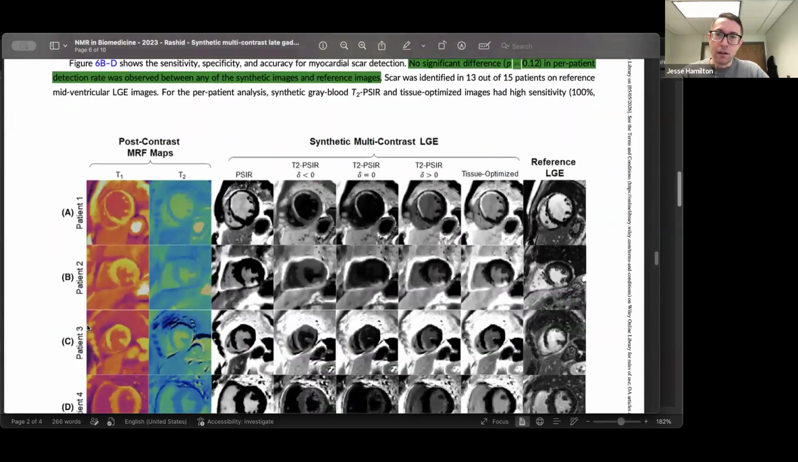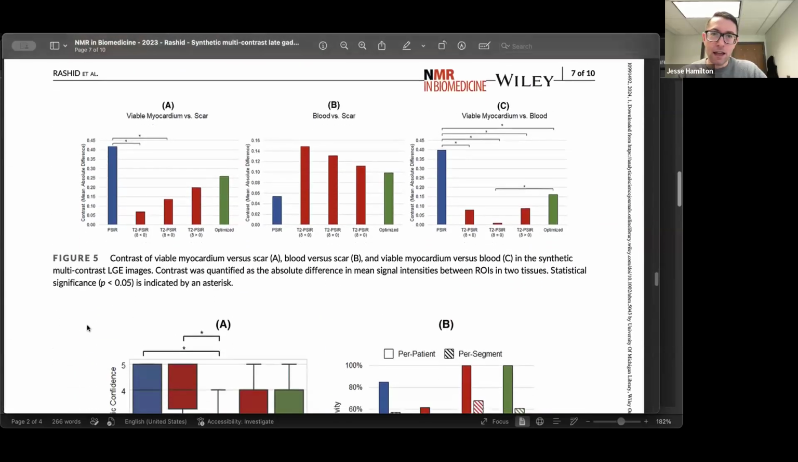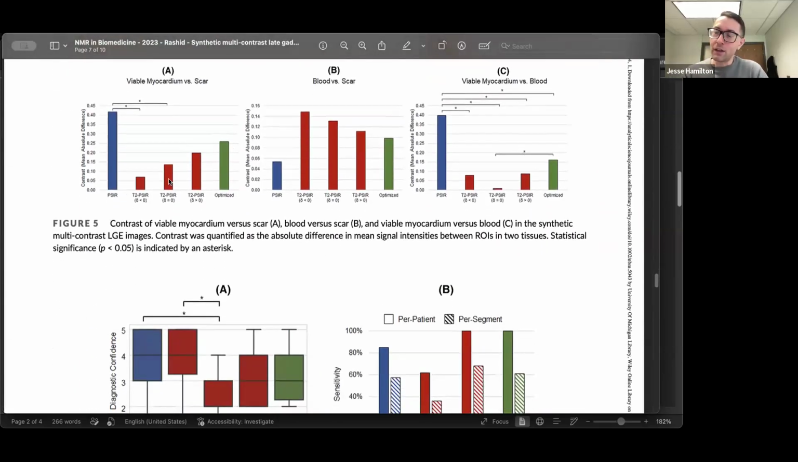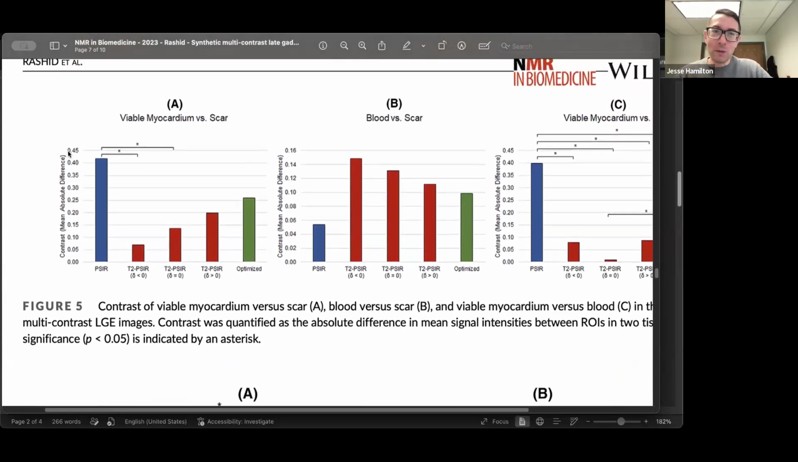And then moving ahead to our other results, we also looked at the contrast between different tissues in the synthetic images. So basically just looking at the mean absolute difference in the signal intensities. So zooming into this graph, you can see that the bright blood PSIR images, which are in blue, have very high contrast between normal myocardium and scar, but the trade-off is it's hard to distinguish blood versus scar.